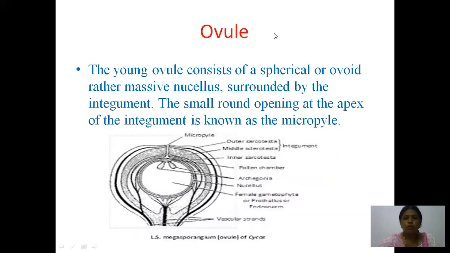When we go to the ovule, the young ovule consists of a spherical or ovoid, rather massive nucellus. So this is the nucellus part of this ovule. It has three integuments: outer sarcotesta, middle sclerotesta, and inner sarcotesta. The outer and inner layers are fleshy, whereas the middle layer is the stony layer of this ovule. Here, this is the nucellar beak.